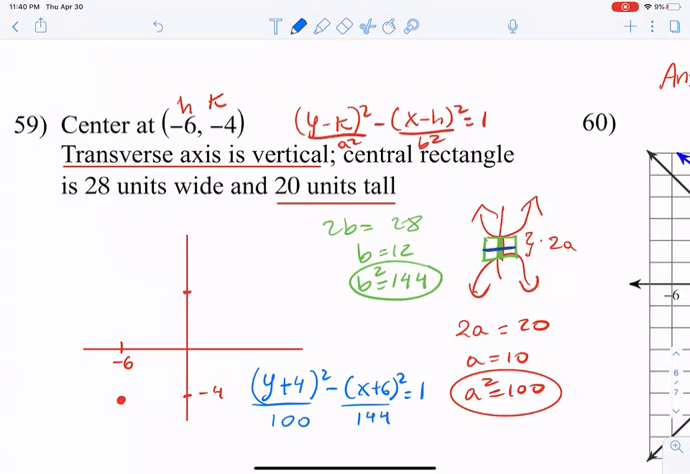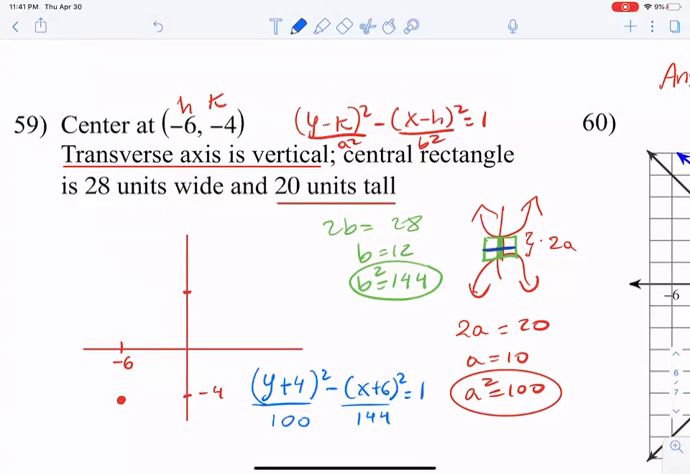Let's check if that's true. That's 59. I hope I didn't make any mistake. Yeah, actually, there's something wrong here. Let's see what we did wrong. So this is y plus 4 squared over 100 minus x plus 6 squared, it should be 196 here. Let's see what happened. We're saying 2b units wide. Okay, so this is right. So let's check why this is wrong.